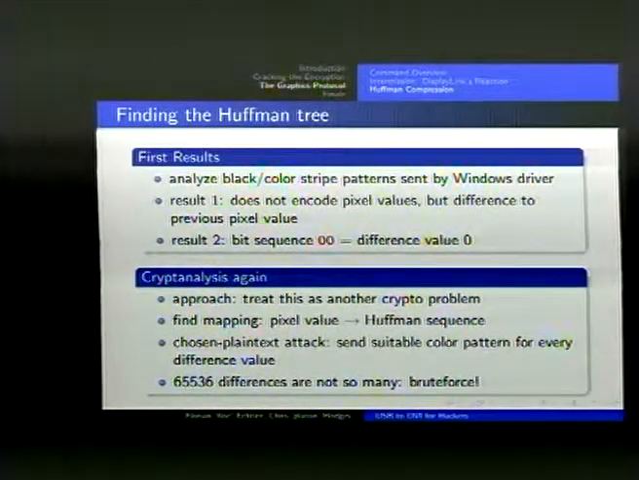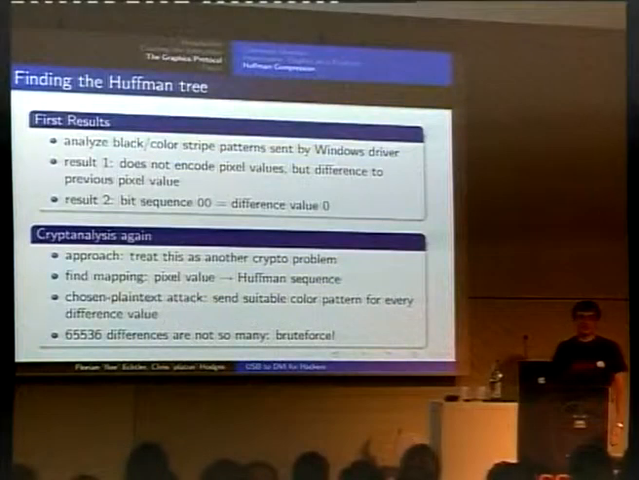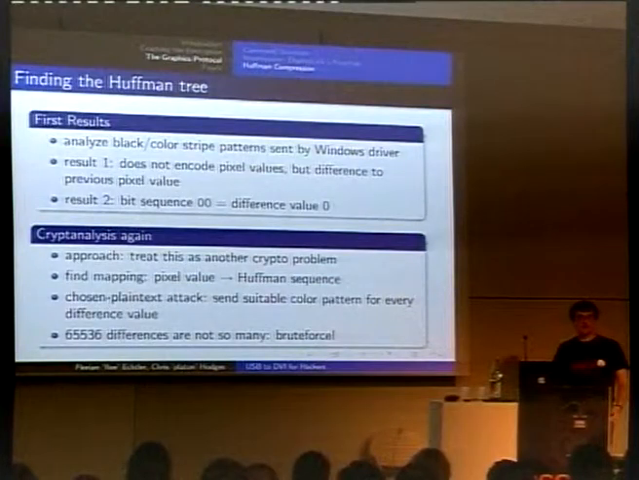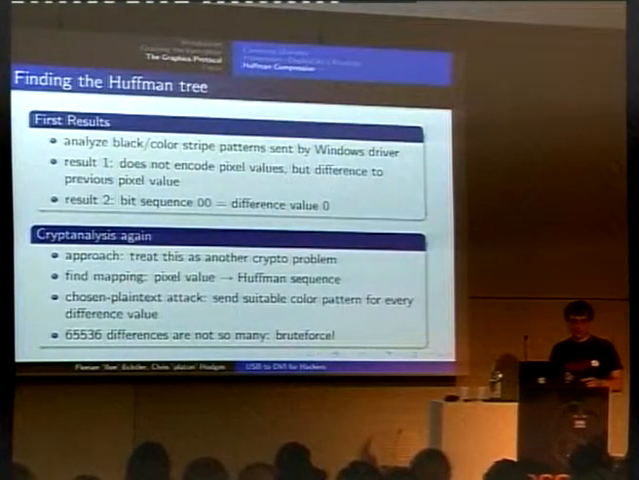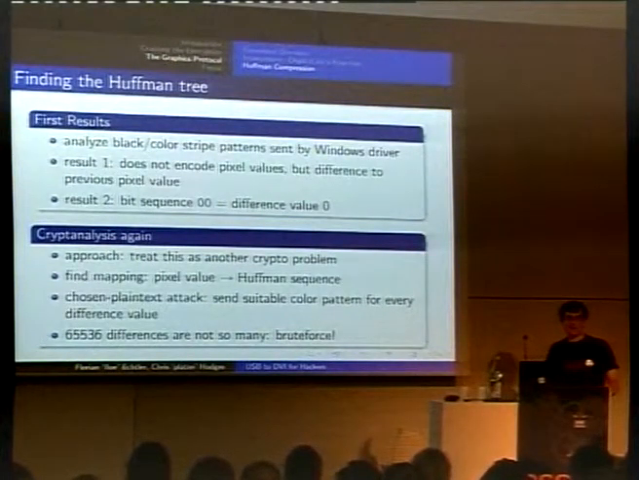So the two most basic results were that the pixel values aren't encoded themselves, but rather the difference to the previous pixel. And when you start a new command, the previous pixel is set to black, so to 0. And the second finding was that a bit sequence of 0 bits encodes a difference of null. This is also how Huffman compression works: the shortest sequences correspond to the most frequent numbers. And of course, in images you pretty often have runs of similar color, so 0 is the most common difference value.